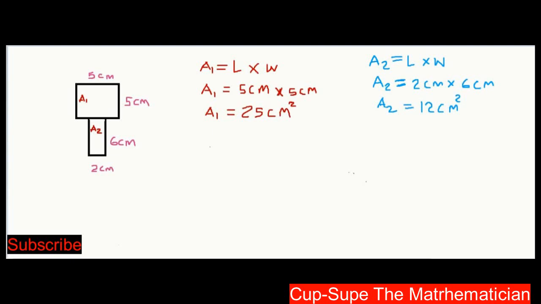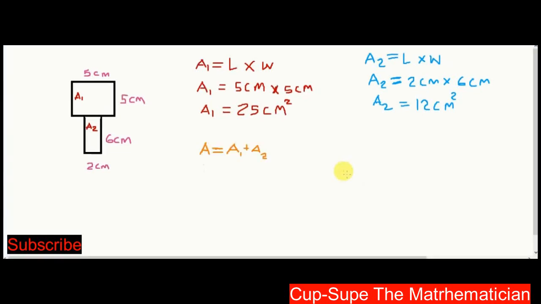So we now have the area for the square and the rectangle. Let us find the total area for this compound figure. I am going to use a formula to find the total area. The formula I am going to use is A equals A1 plus A2. This is saying that I should add A1 and A2 to get the total area for this compound figure.